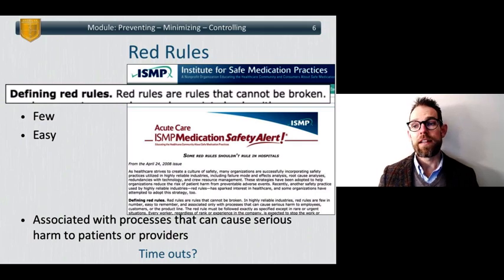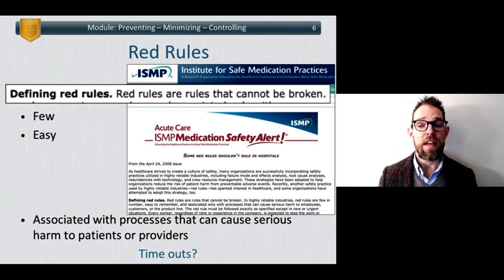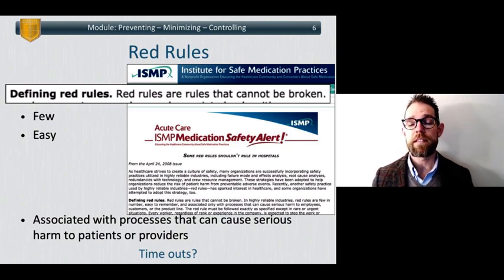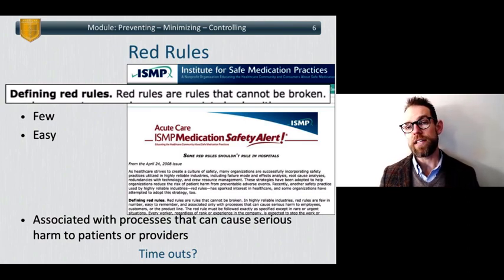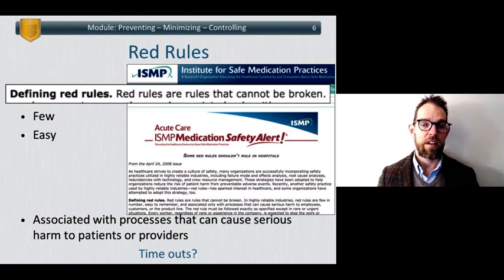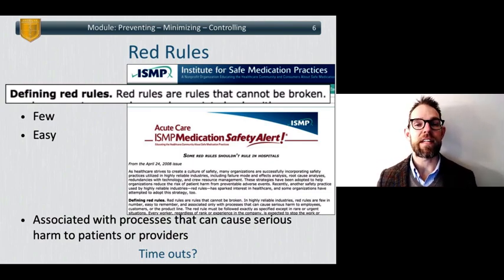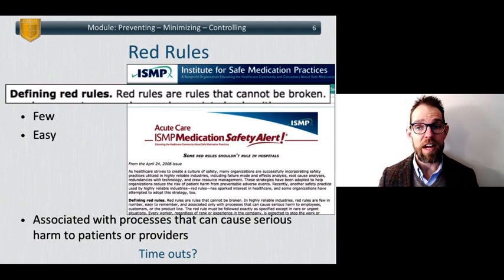So red rules, these are rules that cannot be broken. So you can't have a ton of them. You can only have a few, and they need to be very, very easy to recall. They are associated with processes that can cause serious harm to patients or providers if they are broken. If I close the abdomen and my sponge count has not been reconciled, now I'm taking the risk of closing an abdomen and having a retained foreign object in this patient. Timeouts, where do timeouts fit in this? Obviously, we need to know about allergies, we need to know about blood risk, we need to know if there's blood available. That's why timeouts are so important and really should be defined as a red rule.